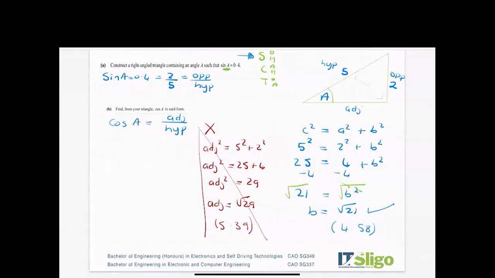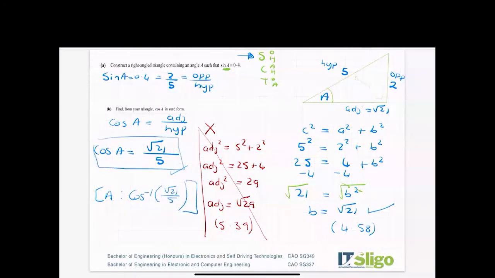Right, so cos A then is adjacent, which we have found is root 21, over your hypotenuse, which is 5. I'm having a final look up to see did they tell me to find the angle A or just leave it as cos A, and they told me to leave it as cos A. So that's good, that's me done. If I was to find A, I would be getting the cos inverse of root 21 over 5, okay? But I wasn't asked that. So this here is your final answer.